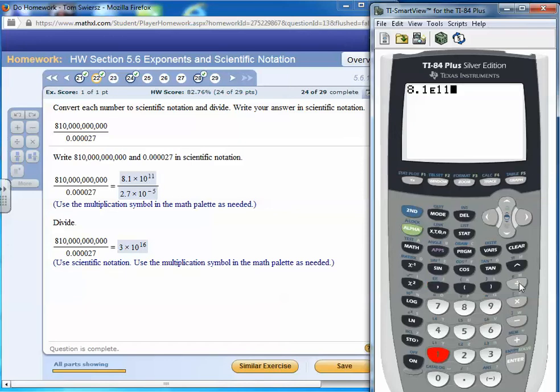We're dividing by, same idea, 2.7, you hit second comma, you get the e, which represents times 10. So all you need to do now is put in the exponent, which is -5, hit enter, and there's our correct answer, 3 times 10 to the 16th. So you can use the shortcut second comma to replace times 10 on the calculator to make it a little bit faster for you.